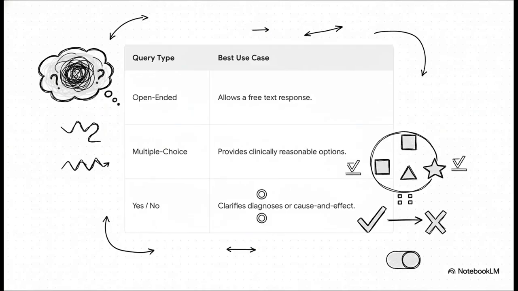So there are basically three main types of compliant queries you can use. First up, you've got your open-ended query. This lets the doctor give a free text response. They're not boxed in. Then there's the multiple choice query, which gives a few different clinically reasonable options to choose from. And finally, you have the good old yes-no query, which is just perfect for those quick, simple clarifications.